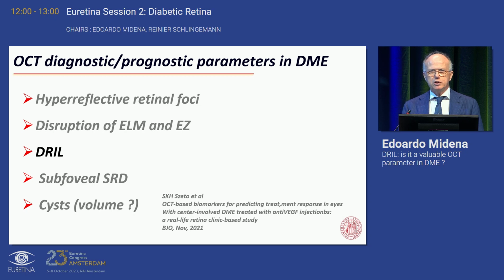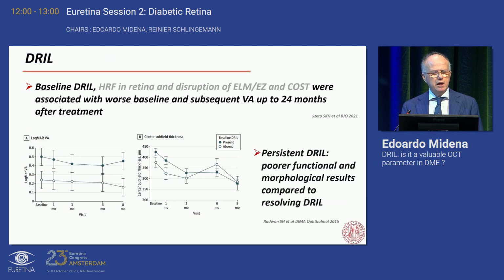So DRIL is included in the 5 OCT parameters for prognosticating the success of the current standard of care in DME by a very nice study performed by some colleagues in Hong Kong a couple of years ago. So it's a part of the parameters we may consider for the future for the visual prognosis. The presence of DRIL is associated with worse baseline and subsequent visual acuity. We are not necessarily contributing, but offering a contribution to the topic very nicely presented by Jennifer before.